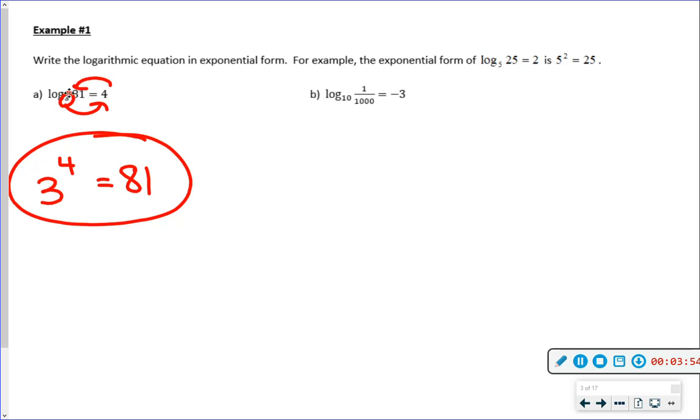Same thing on this one. I always start with the base, to the opposite side equals what we have left over. And of course, this is a true statement because that's 10 cubed. If you move 10 cubed to the top, it becomes a negative exponent.